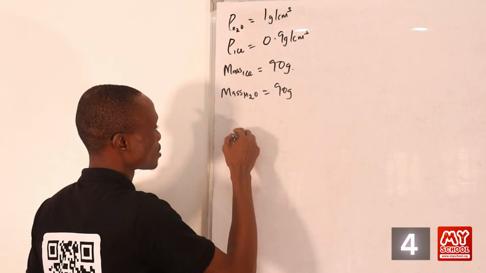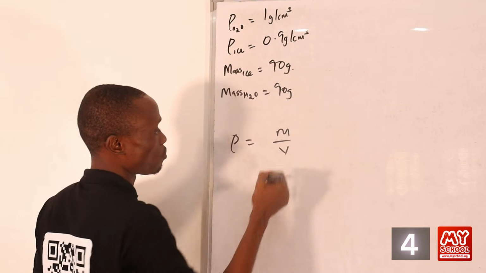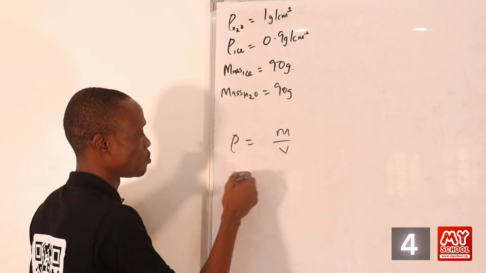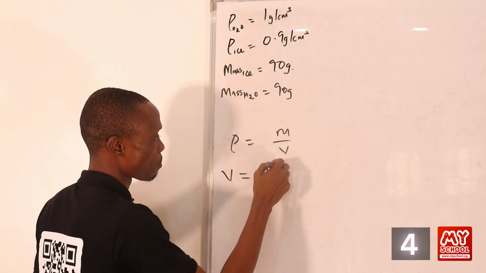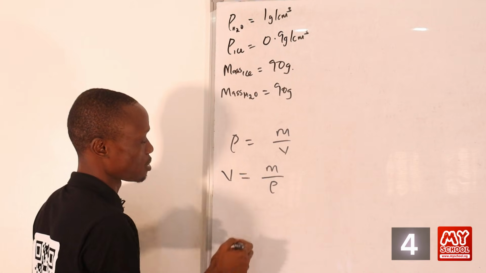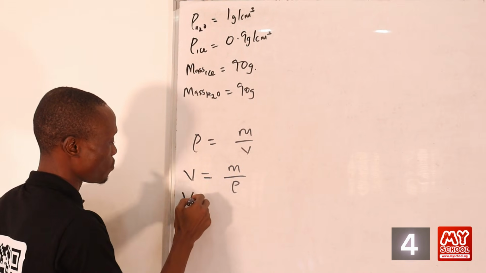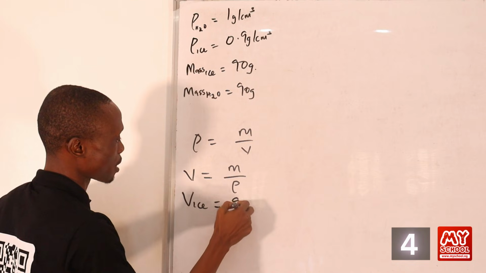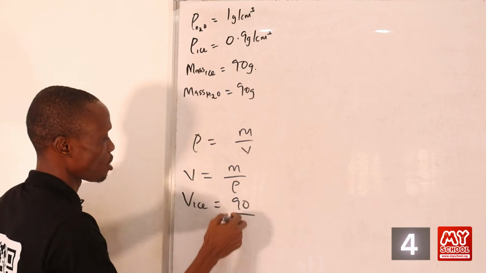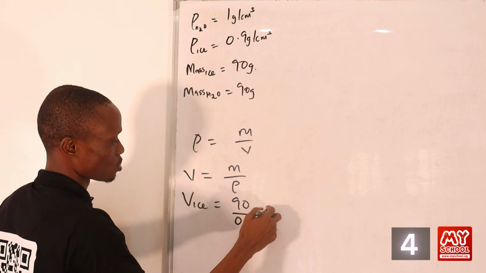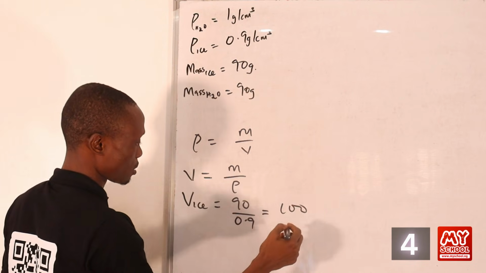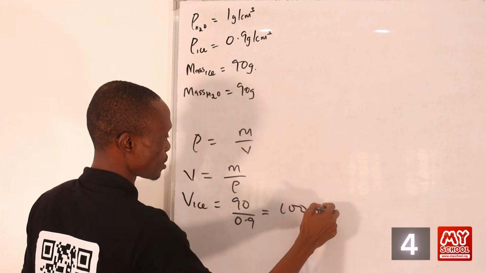So now we know that density is equal to mass over volume, right? We are looking for volume, so we say volume is equal to mass over density. So for ice, we'll have V ice is equal to the mass, 90, divided by the density, which is 0.9. So this will be equal to 100 centimeter cube.